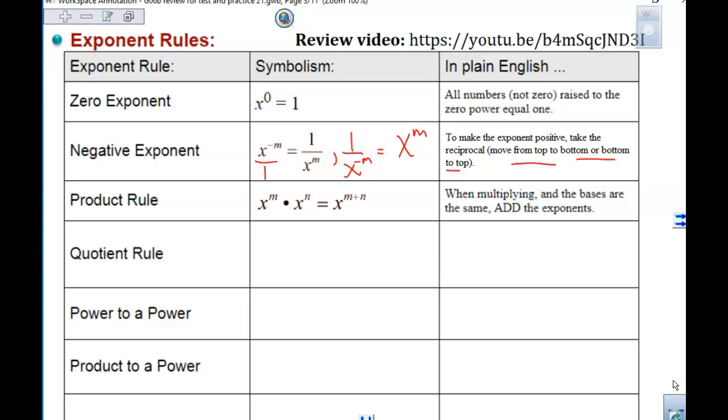You have a pencil? Start writing. Fill that in. Right here. Even if you don't feel like writing the words in plain English, make sure you put down all those rules.